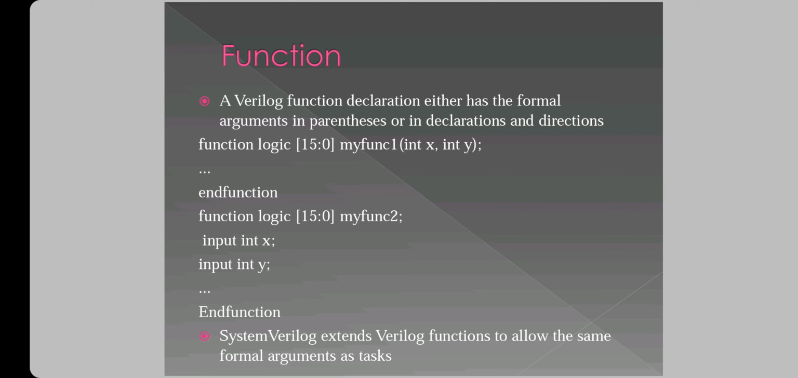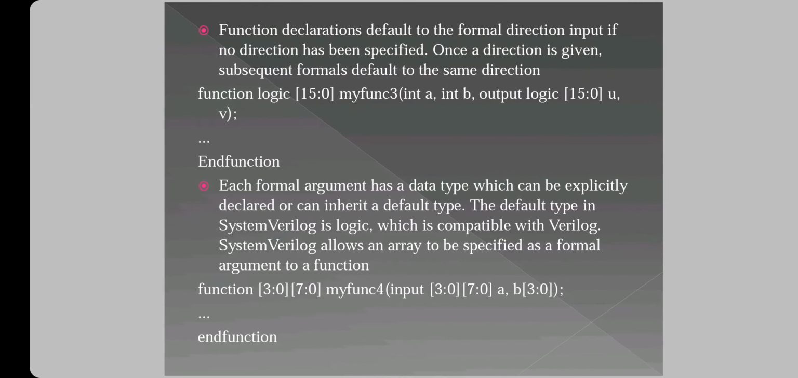SystemVerilog extends Verilog functions to allow the same formal arguments as tasks. Function declarations default to the formal direction input if no direction has been specified. Once a direction is given, subsequent formals default to the same direction. For example, you have a function [15:0] myfunc3, with integer a, integer b, and output logic u and v.